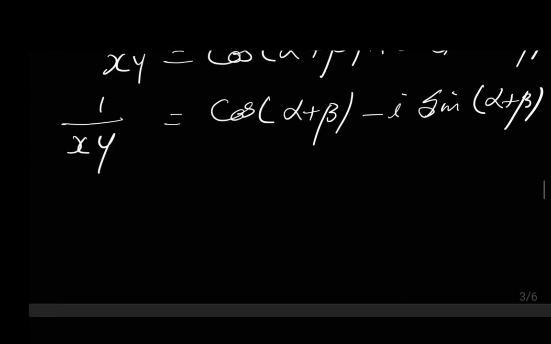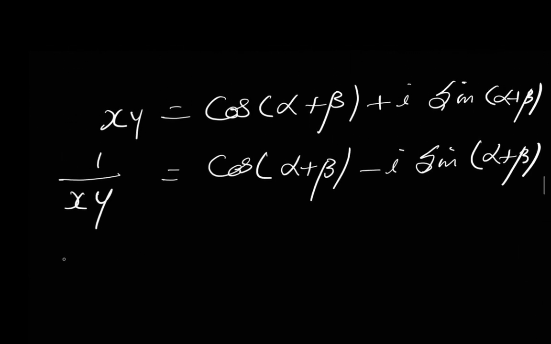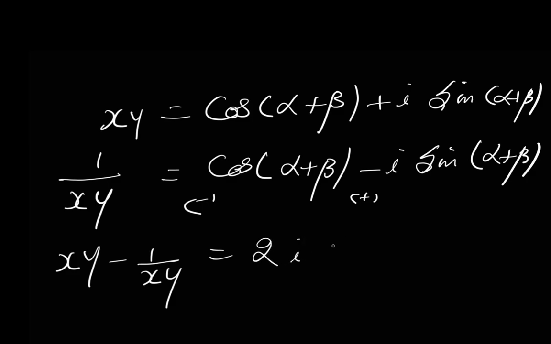So here they ask you to subtract: xy minus 1 by xy. If you subtract, you have to change the sign, minus plus. So the cos term gets cancelled and you get the sin term, 2i sin of alpha plus beta. So this is your right hand side.